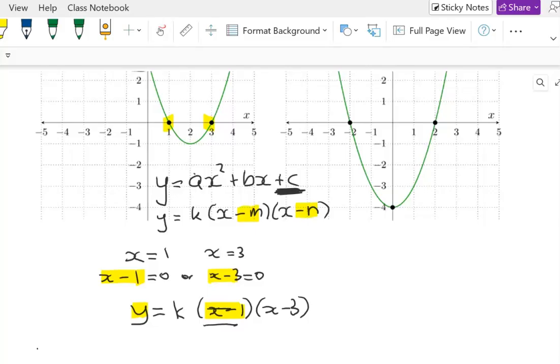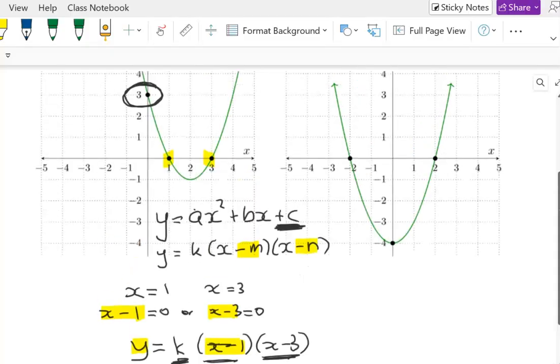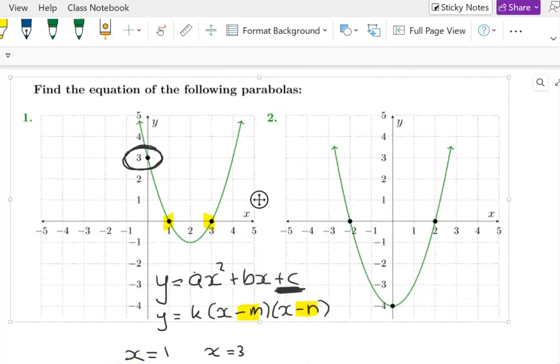Step 2 is to put them into factor form. And step 3 is to look at the scale factor. So we're not quite finished with this one yet. We know that it's a parabola, and we know that it's going through these 2 points here. But there are an infinite number of parabolas that could go through those 2 points.